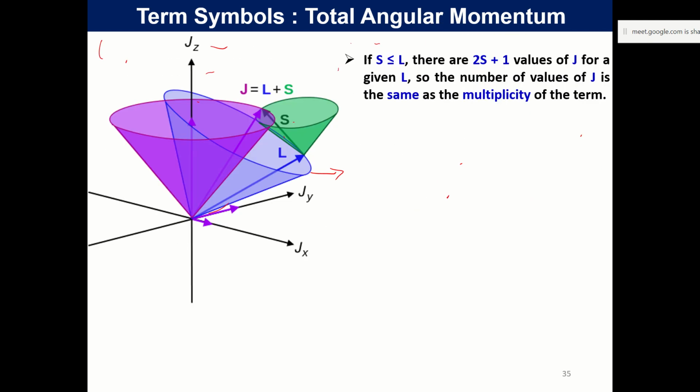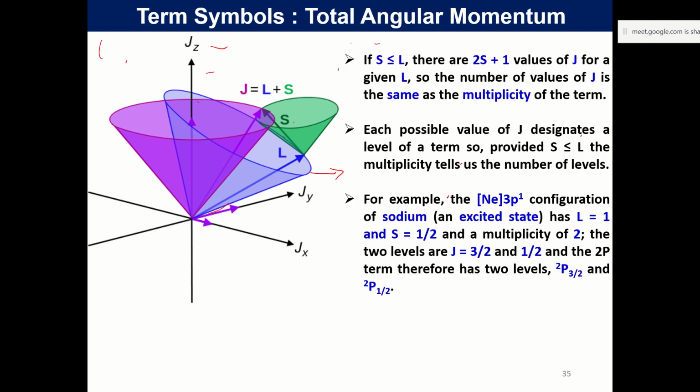So this is what we have, and we'll continue from here in the next class to discuss more on this. If S is less than L, capital L, there are 2S plus 1 values of J for a given L. So the number of values of J is the same as the multiplicity of the term. Remember this. So from the number of levels and multiplicity, you also get to know when the value of L is greater than S, equal to S, like that. Okay, so this we can see. Sodium atom excited state has L equal to 1 and S equal to half and a multiplicity of 2.